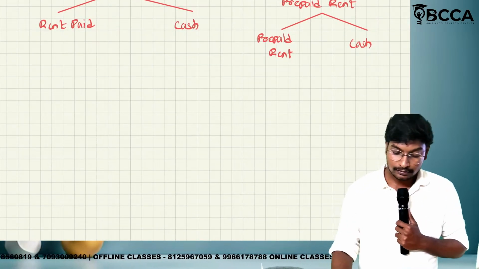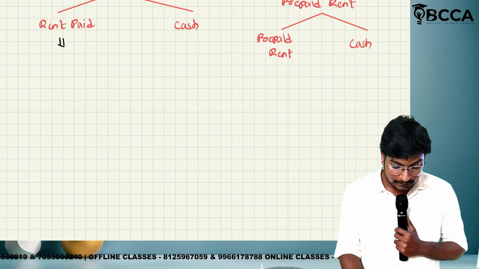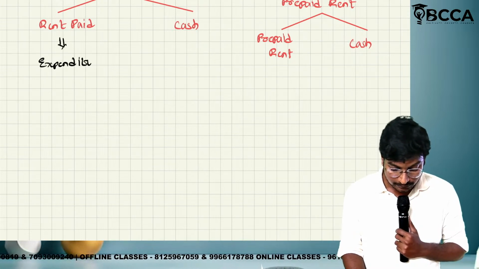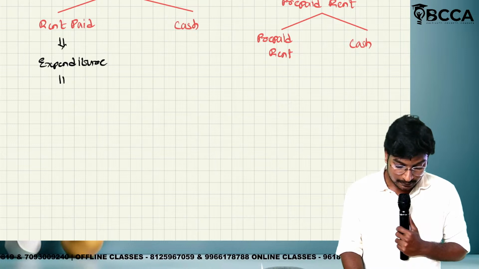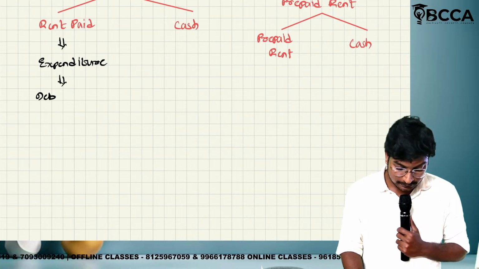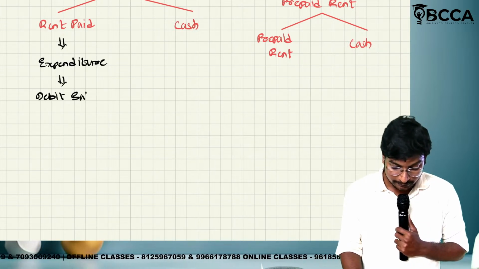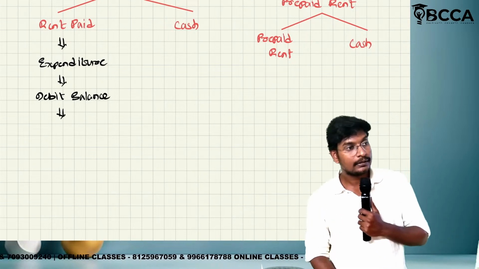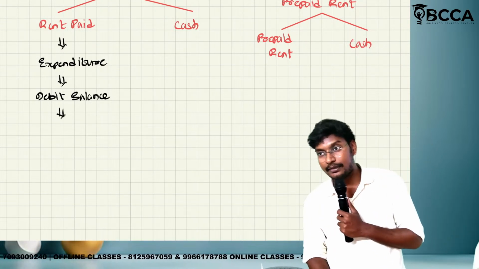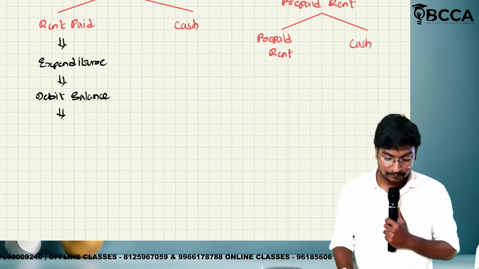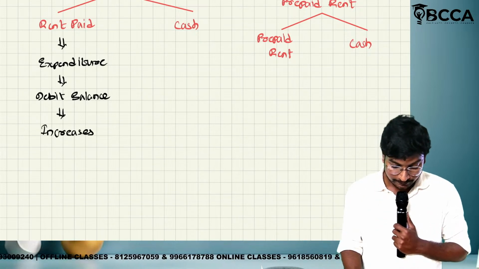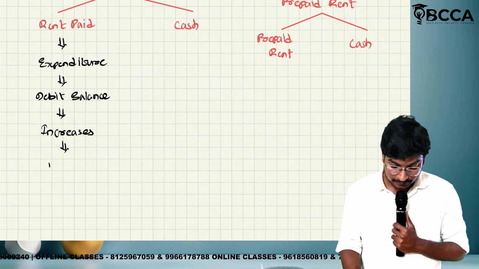Here rent paid is called an expenditure. Which balance? Debit balance. Increases or decreases? Increases. Previously we did not have any rent paid; now only we are getting the rent paid amount. So it increases. What we need to do? Debit.